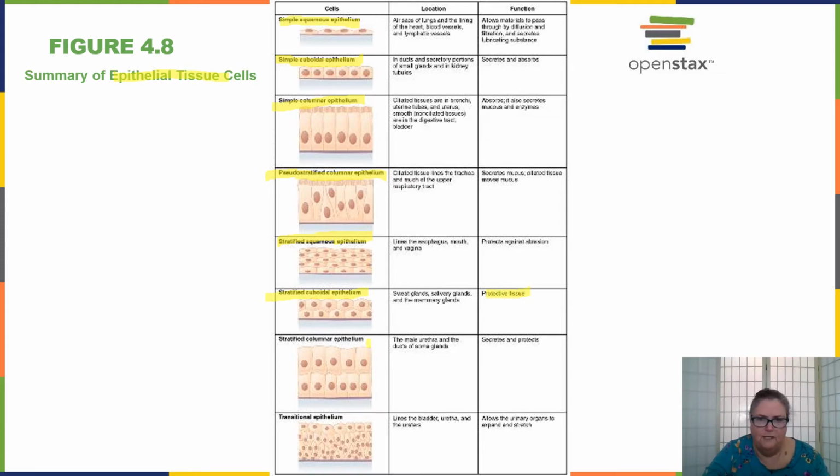The stratified columnar are found in the male reproductive system. And then we have transitional epithelium, which will allow for stretching, and this is found in the urinary bladder.